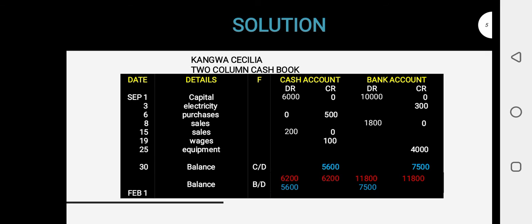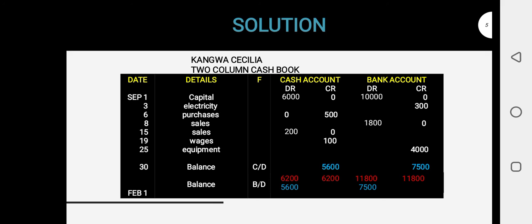The amount does not change. It comes down diagonal wise. If it is on the debit side, it will come down to the credit side. But now we are having the difference on the credit side, meaning it will come and conclude at the debit side. Same with the bank account.